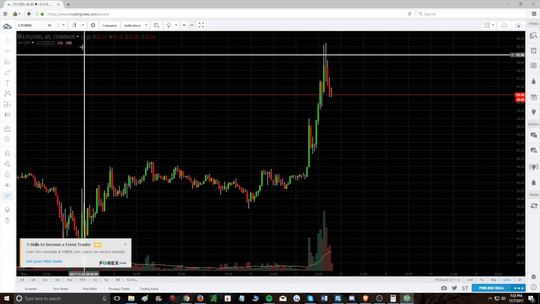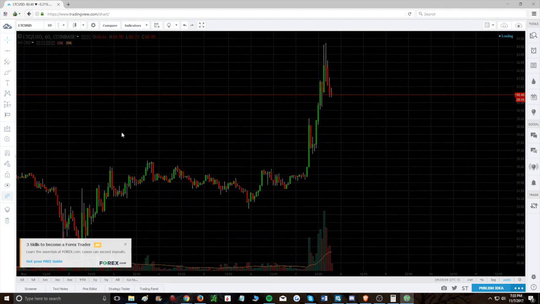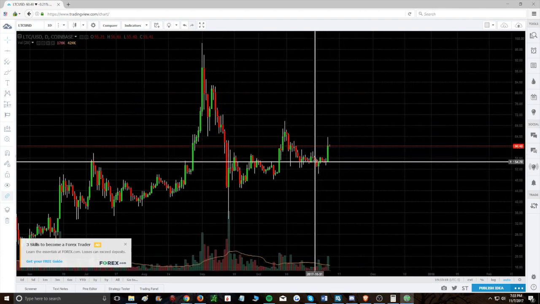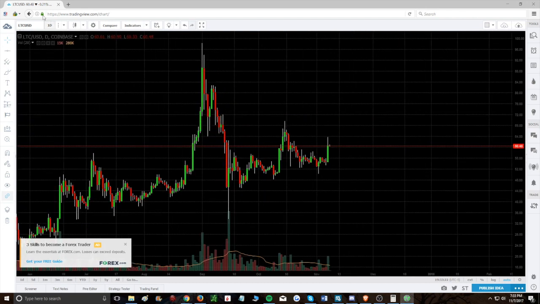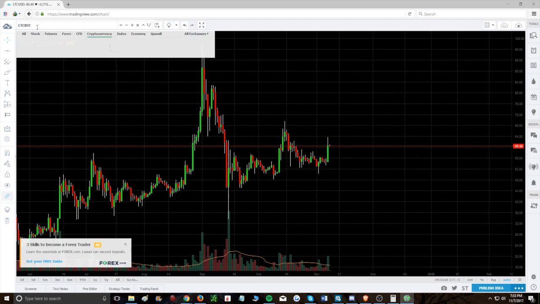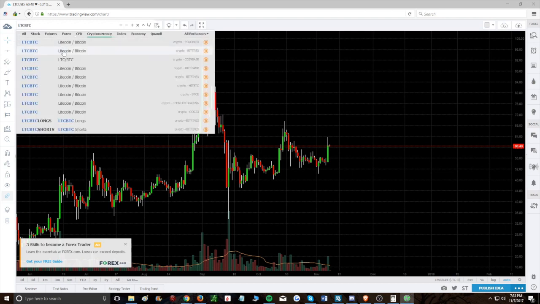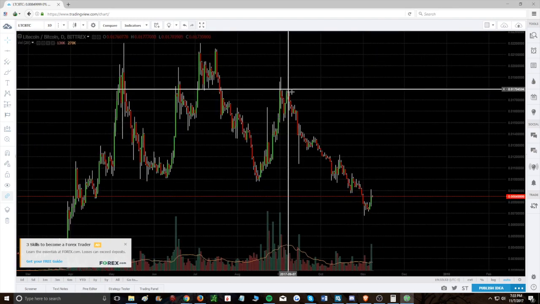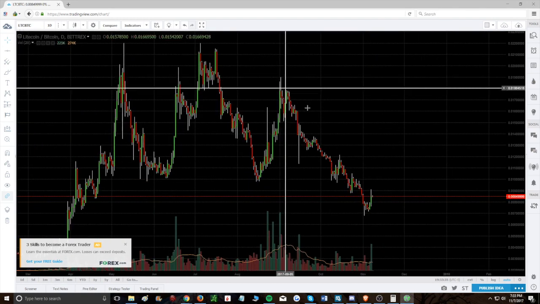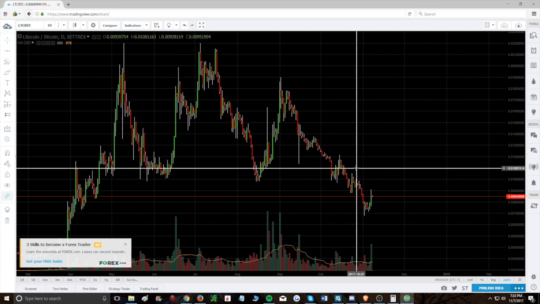And here's what the chart looks like on the hourly. On the daily, it's kind of having a breakout. But if we look at the Litecoin Bitcoin chart, if I was buying Litecoin with my Bitcoin, this is the chart that I would use. It would be on Bittrex, so I select Bittrex. And this chart looks a lot different. It's more in a downtrend overall compared to the Litecoin USD chart.